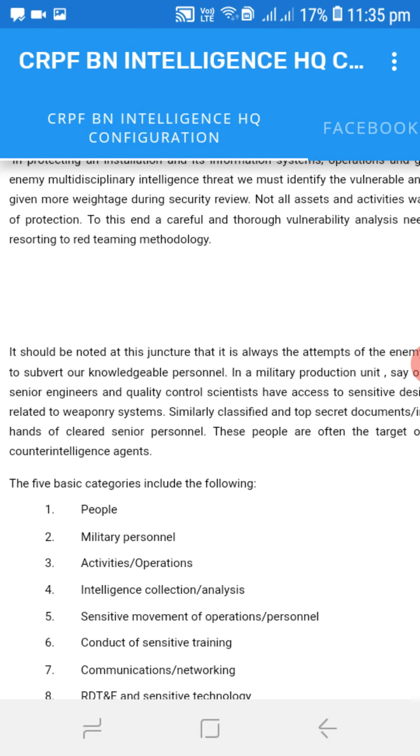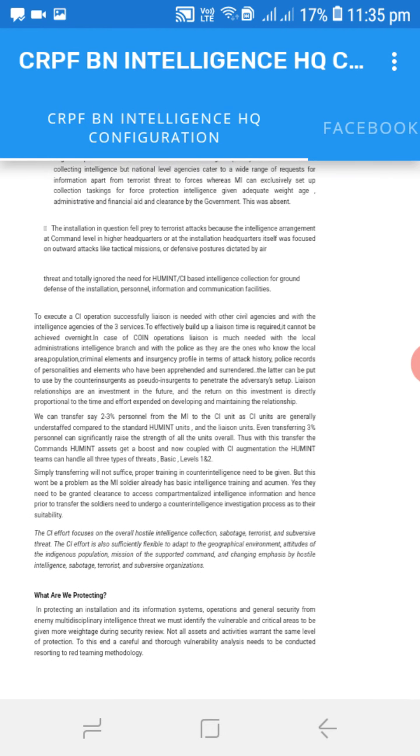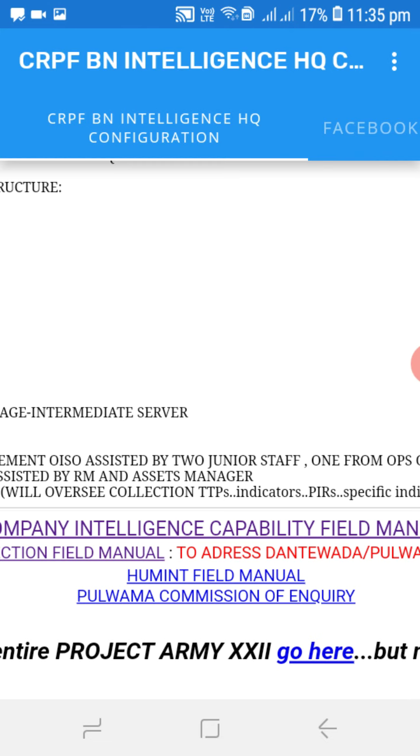We must have 360 degrees force protection so that we have complete 360 degrees attack and defense capability, which we should say is the competitive edge over the enemy. We cannot afford to lose even one soldier. So I wrote the FP doctrine totally separately for the Army and the CRPF. This app, I request you go through it. Here's the human field manual.